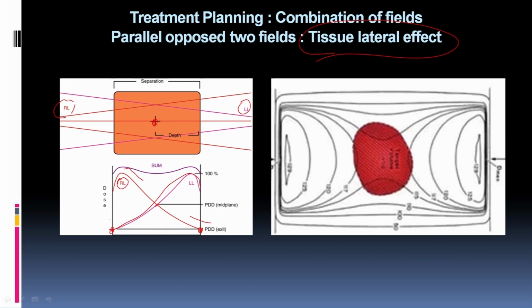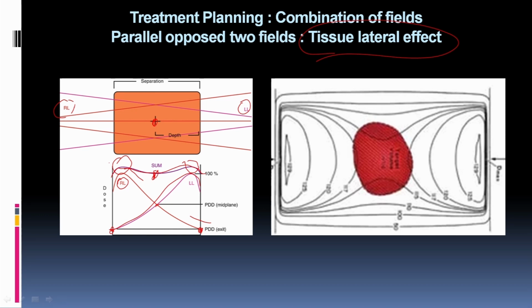So, if we sum both these percentage depth doses, we will get this sum. You can see there is a dip in the center. So, in the mid plane we will get a lesser dose than the peripheral area, where we will get a horn type of curve. So, this is the tissue lateral effect.